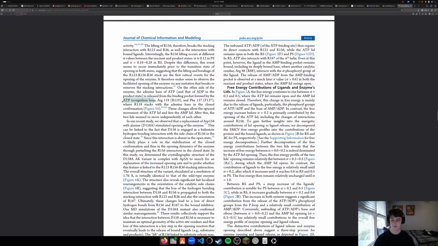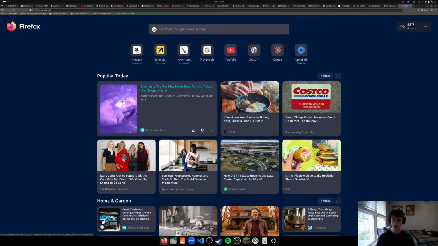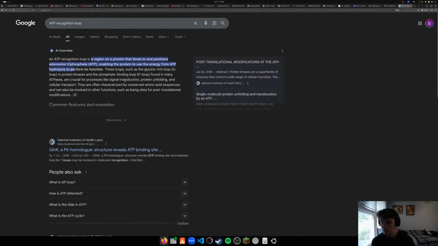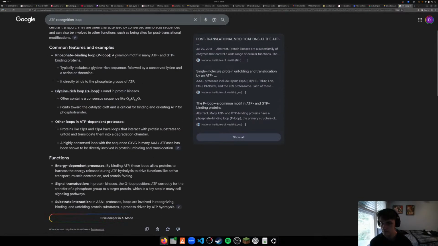What makes up an ATP recognition loop? Like, can you predict that? Glycine-rich sequence, followed by a conserved lysine and serine or threonine.